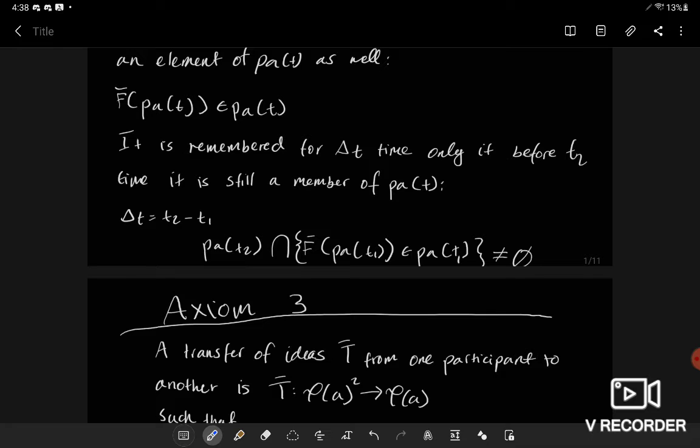So the retaining of memory is encapsulated here, in the sense that after a certain amount of time, that idea still stays in the set of ideas of a participant. But after a certain amount of time, it may disappear and it may no longer be a member of the set of ideas. And this is important because people die. Or there are participants who can no longer either access their set of ideas, or transfer a set of ideas. And so we need to encapsulate that as well.